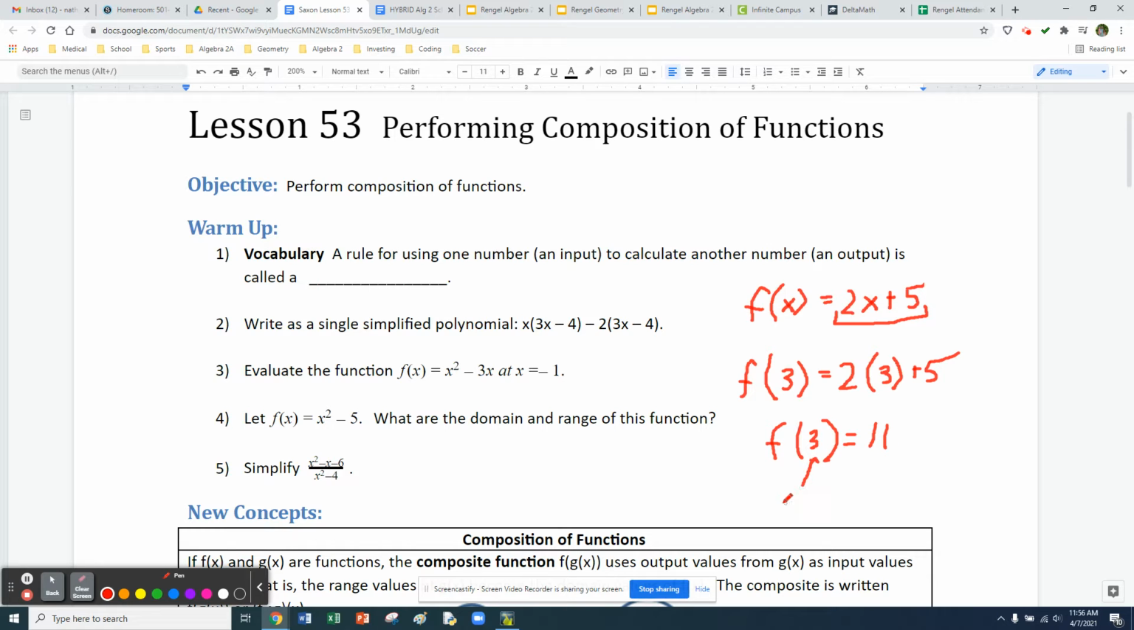So just a couple of reminders about how functions work. 3 represents your input, and 11, the final result, represents your output. I'm having trouble writing that, but that should be an O right there. So that is how we can evaluate a function.